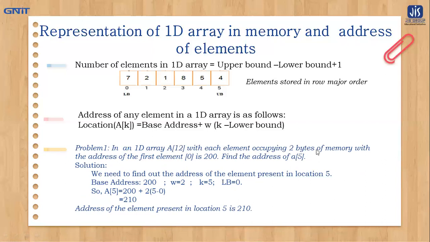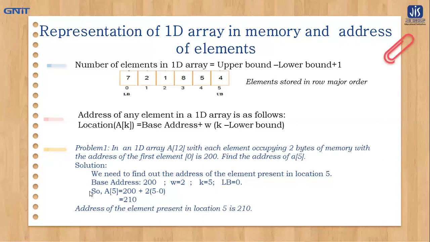and with the address of the first element 0, means the lower bound is starting with 0, is 200. So the base address is 200, where the index is 0. So find the address of A5. So we need to find out the address which is stored in index 5.